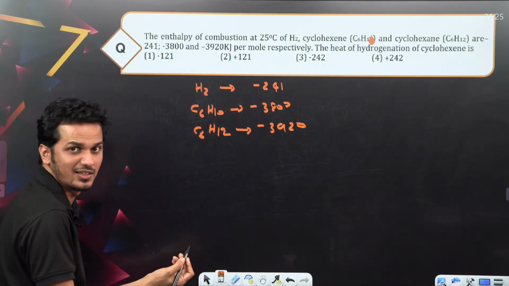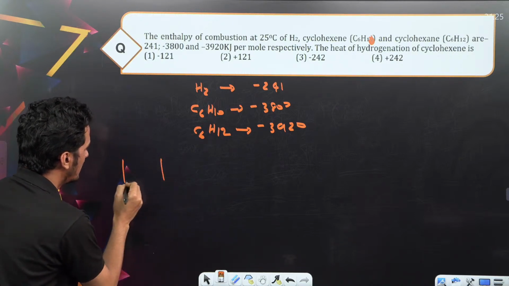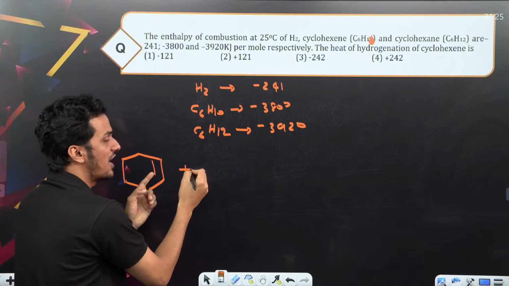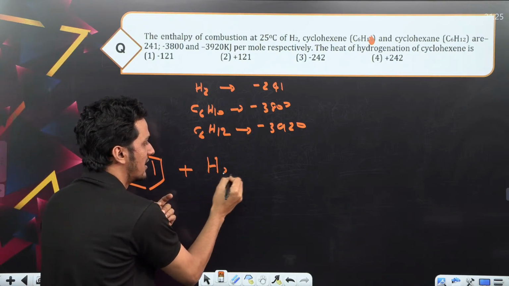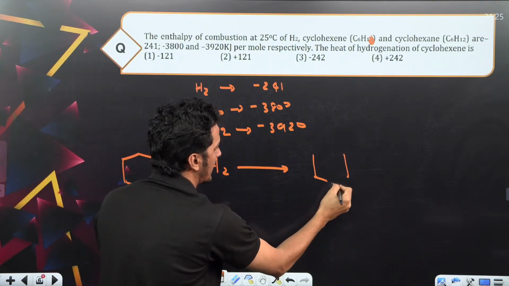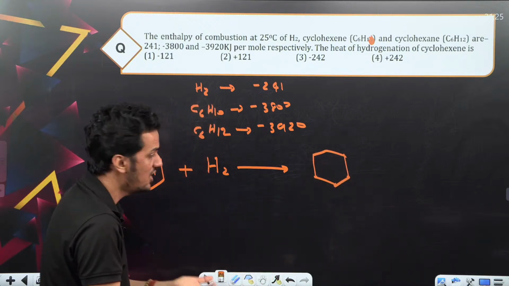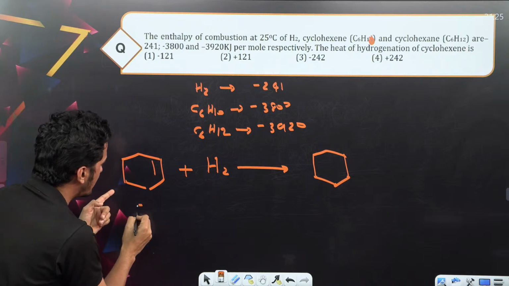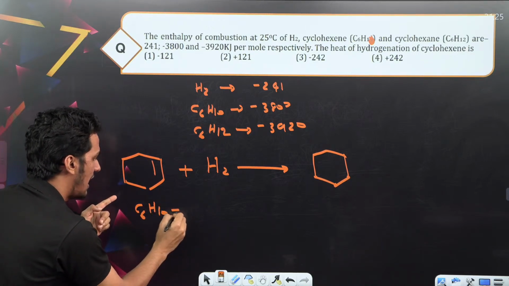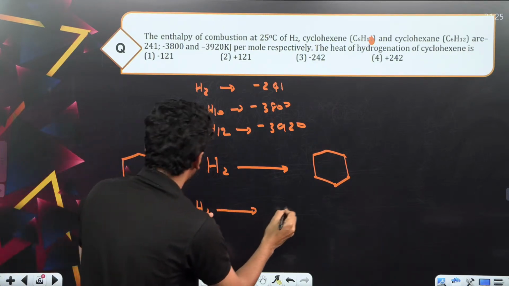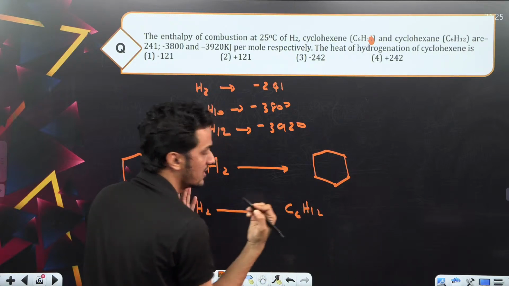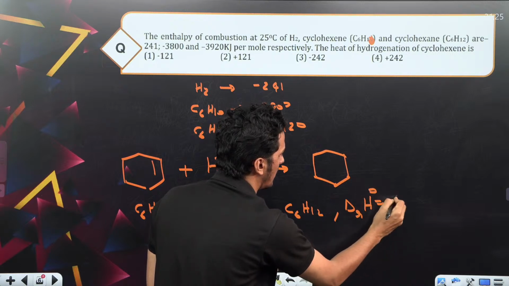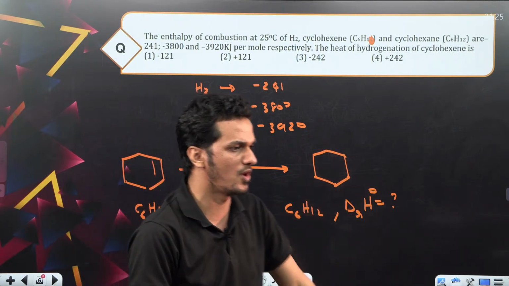What is cyclohexene? This is cyclohexene. Hydrogenation means you have to add hydrogen, and that will become cyclohexane. This is the reaction. Cyclohexene means C6H10; plus hydrogen, you will get C6H12. They are asking its enthalpy of reaction, and that enthalpy is called enthalpy of hydrogenation.